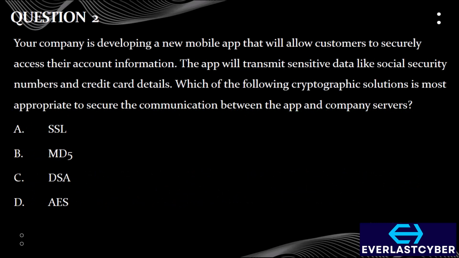Question 2. Your company is developing a new mobile app that will allow customers to securely access their account information. The app will transmit sensitive data like social security numbers and credit card details. Which of the following cryptographic solutions is most appropriate to secure the communication between the app and company servers? A. SSL. B. MD5. C. DSA. D. AES.